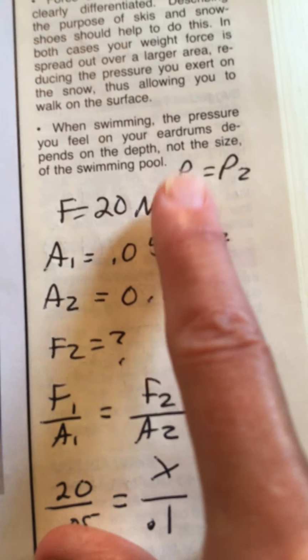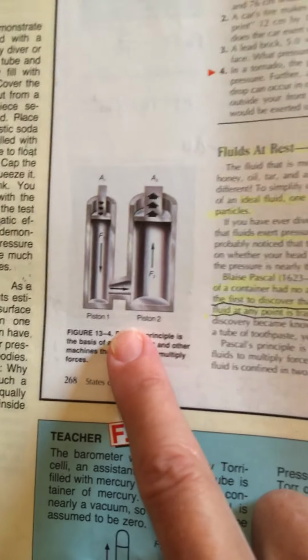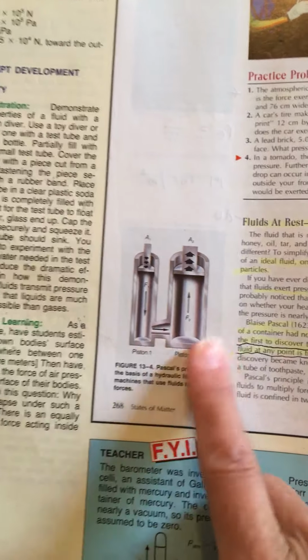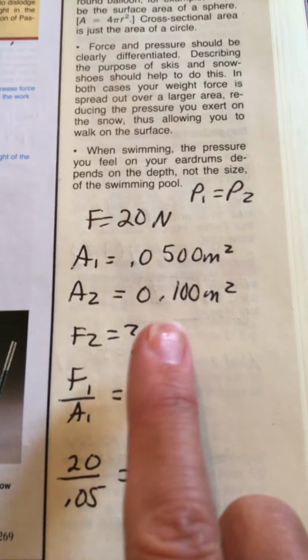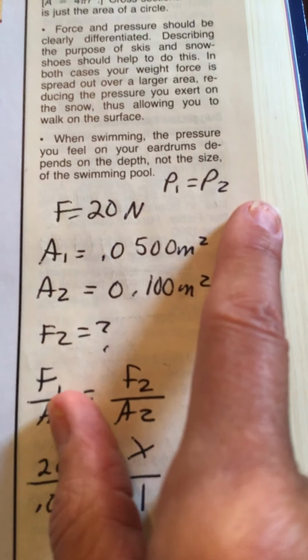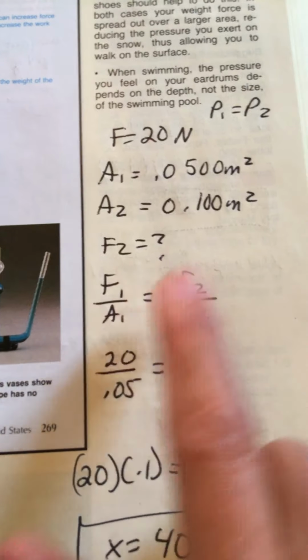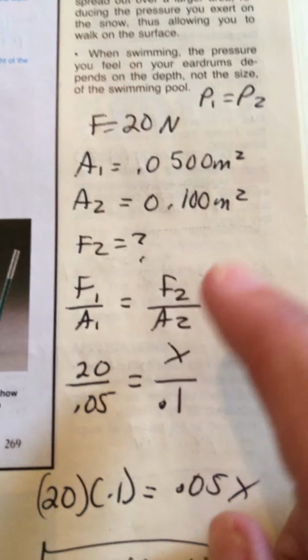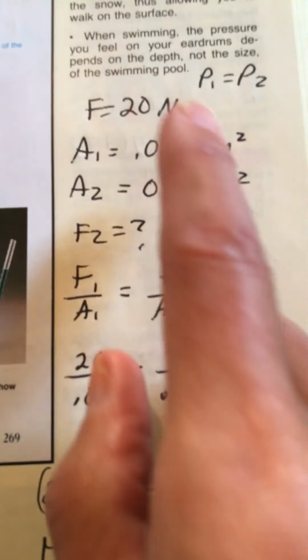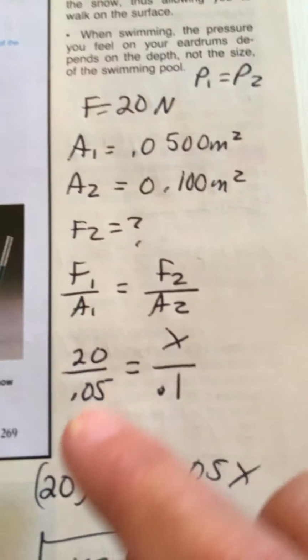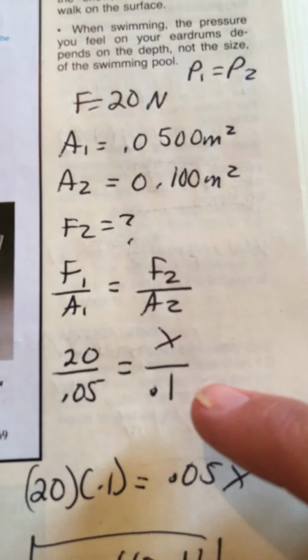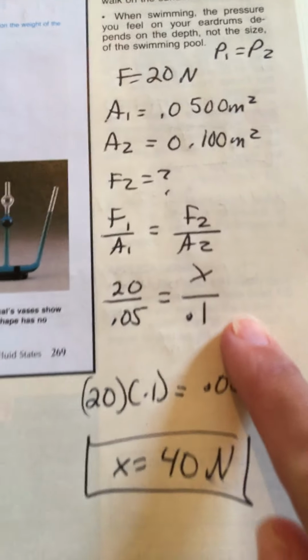So pressure 1 equals pressure 2. That's what this little drawing is about. And it's how hydraulic lifts and stuff work. And so if the pressures are equal, each pressure is force over area, we can say force 1 over area 1 equals force 2 over area 2. We can put in what we know, substitute it in, sing the song Substitute, put an X for what we don't know, and cross multiply and solve for X.